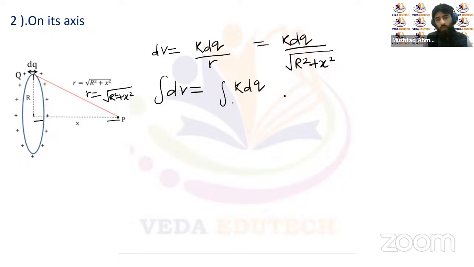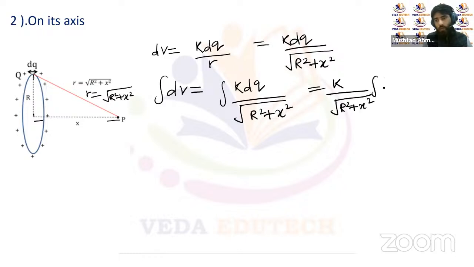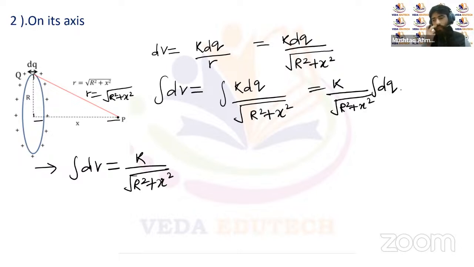That's k dq over under root of r square plus x square, right? Now once again, k upon under root of r square plus x square will be outside, so we will be left with the integral of dq. So the integral of dV will be equal to k upon under root of r square plus x square times the integral of dq. And this integral of dq will give us the total charge on this ring, and the total charge on this ring is plus q.